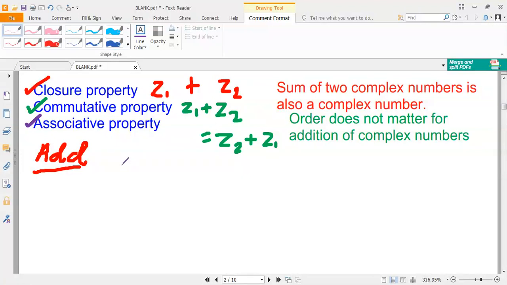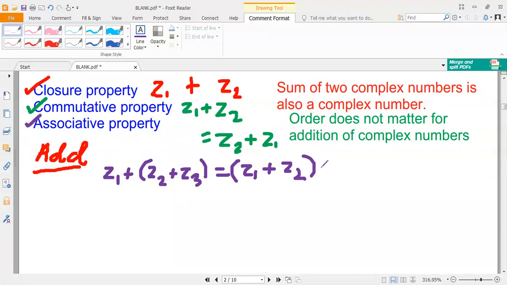So what is associative property all about? Associative property says that Z1 plus (Z2 plus Z3). The special thing is that Z2 and Z3 are in the first bracket. So you first add these two numbers and then you add Z1 to the result. So this, by associative property, is the same as (Z1 plus Z2) plus Z3. You add those two first and then you add Z3 with the result of Z1 plus Z2, right? So that is associative property.